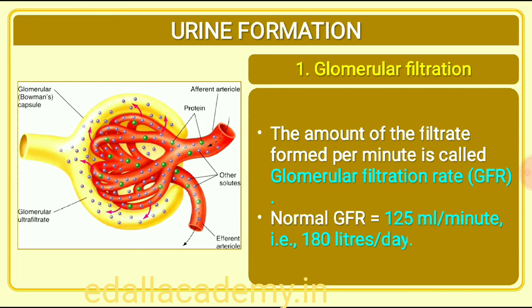The kidneys have built-in mechanisms for the regulation of glomerular filtration rate. One such efficient mechanism is carried out by the juxtaglomerular apparatus, JGA.